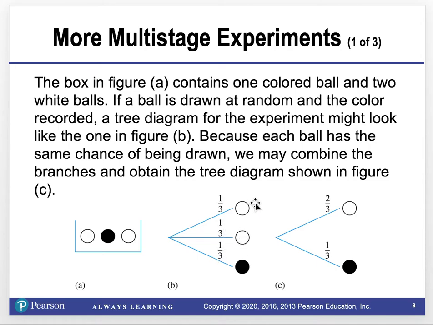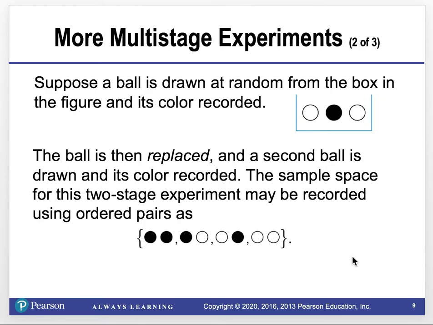But think about this, because these are both white balls, couldn't I just simplify this tree diagram and make this probability 2/3 and this one 1/3? Yeah, I can. Okay, so we're going to keep that in mind.